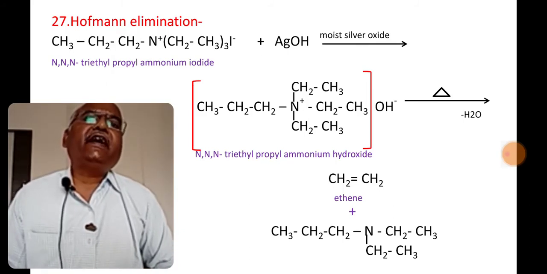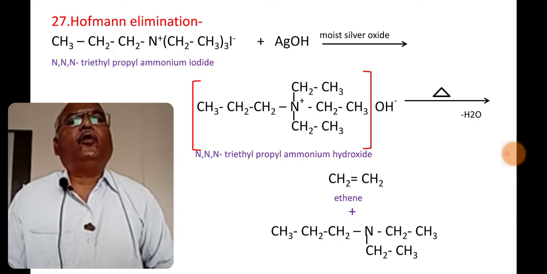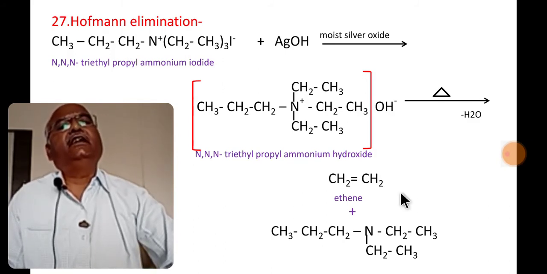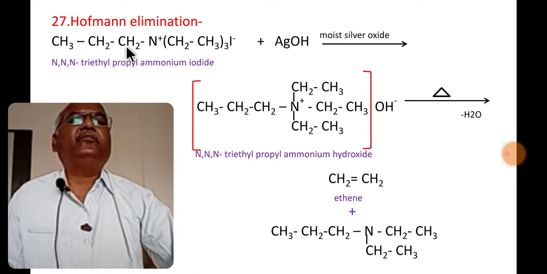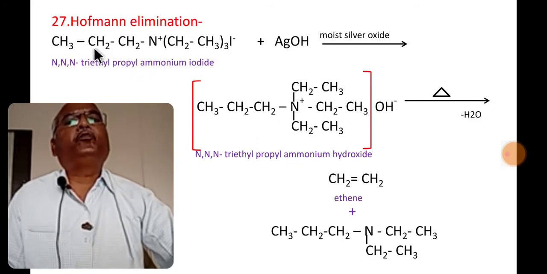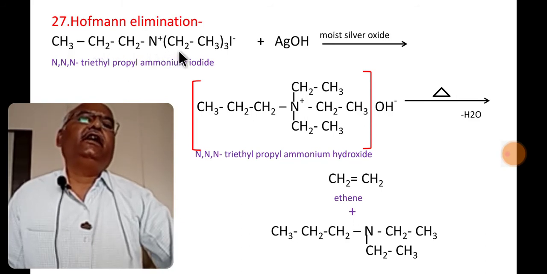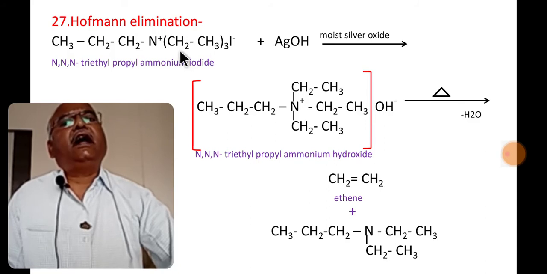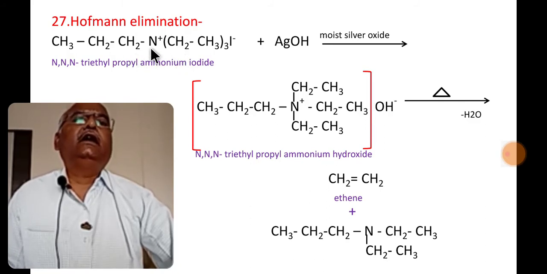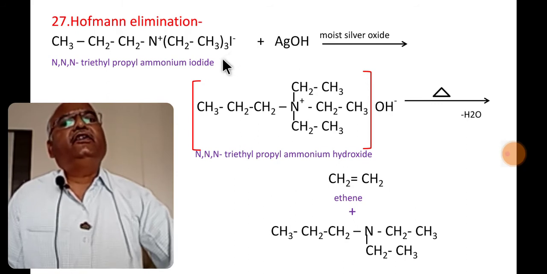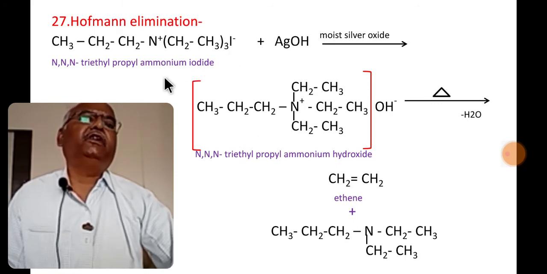One more important reaction, Hofmann elimination. In this Hofmann elimination, quaternary ammonium salt is taken. Here I have taken the example of this quaternary ammonium salt. This ethyl group is present 3 times and this propyl group is present once. So N,N,N-triethyl propyl ammonium iodide is the name of the quaternary ammonium salt.